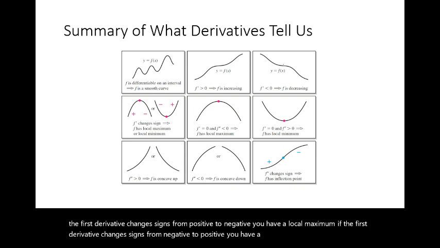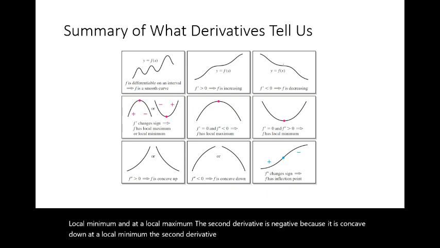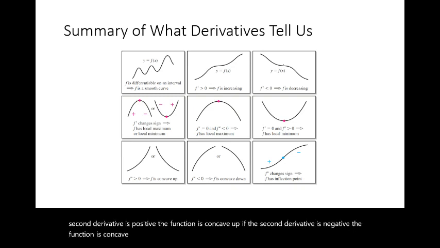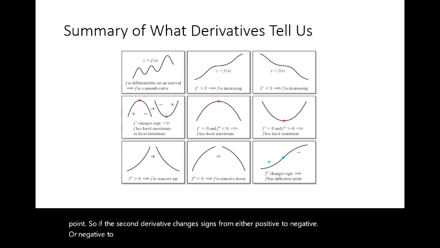At a local maximum, the second derivative is negative because it is concave down. At a local minimum, the second derivative is positive because it is concave up. If the second derivative is positive, the function is concave up. If the second derivative is negative, the function is concave down. And at any point where concavity switches, you have an inflection point. So if the second derivative changes signs from either positive to negative or negative to positive, you have an inflection point.